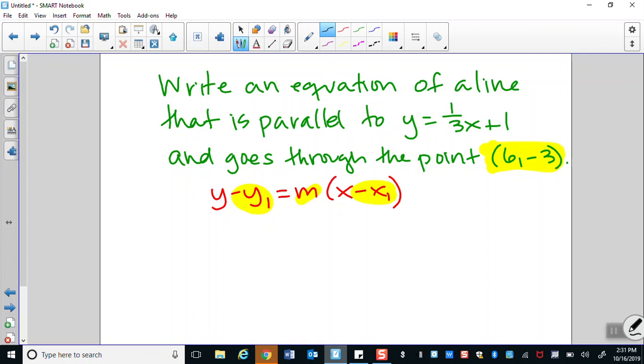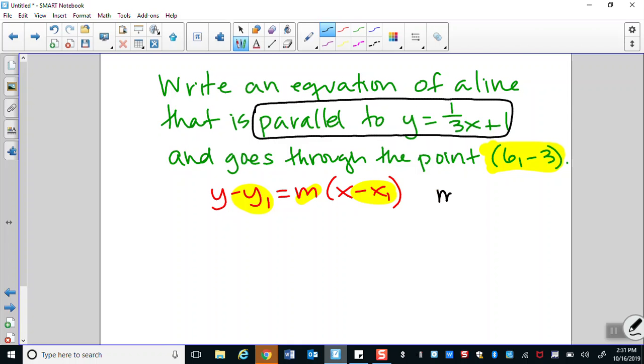Now we have to pull the slope out. This part right here gives us the slope information. If you think about what we know about parallel lines, we know that they have the same slope. So if it's parallel to this line in the box, then the slope is going to be the same. So we're going to pull out that slope, and then you're going to cross off the equation because you don't need it. I'm crossing it off because we're not going to use that. We just need the slope from that equation.